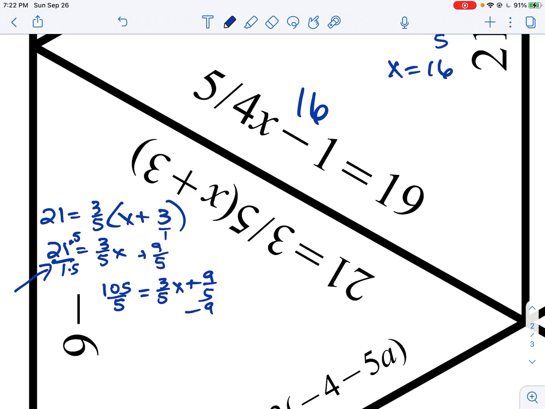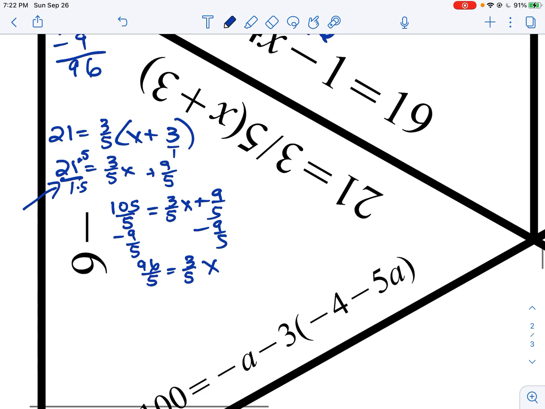So I'm going to subtract 9/5 from both sides of the equal sign. And if you don't like subtracting, just in your head, we can borrow. That's a 9. That'll give us 6. That'll get me 96. So I have 96/5 equals 3/5 x. Again, we have to multiply by the reciprocal. So we're going to multiply by 5 over 3.